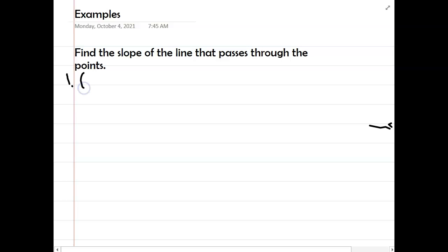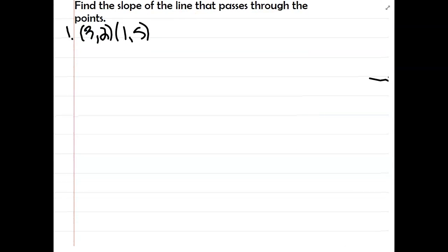So number 1, let's say we have these 2 points, (3, 2) and (1, 5). So what I want to do is decide, if you were to graph these 2 points on a coordinate grid, and if you were to connect them, what would the line look like?